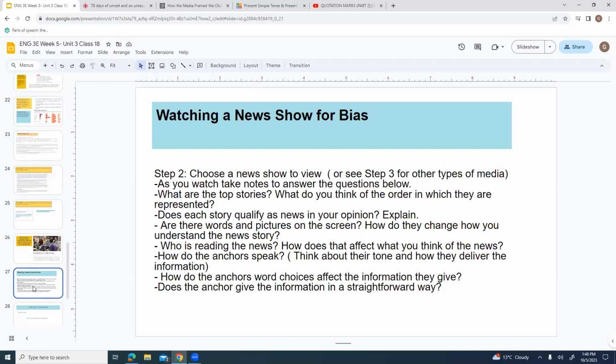So now this isn't an actual assignment. This is just us talking about how you would look for bias, because you don't have to do this. It's just an example of how you can do it. So for example, with the Oka crisis, right? Some newscasters were referring to people as terrorists. Well, that's going to affect how people think of the people involved, right?